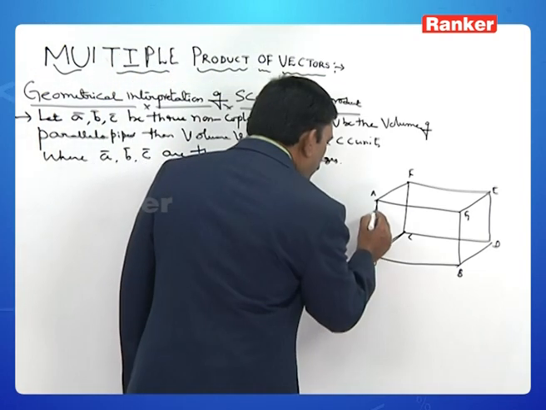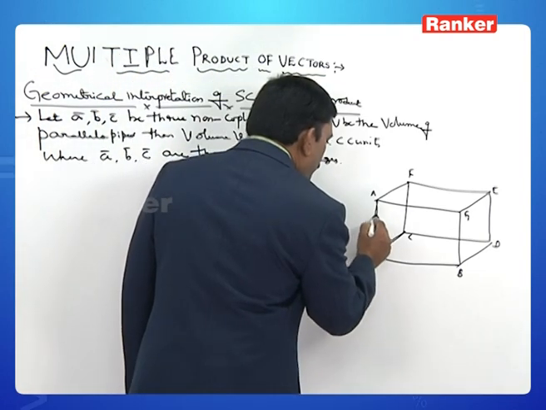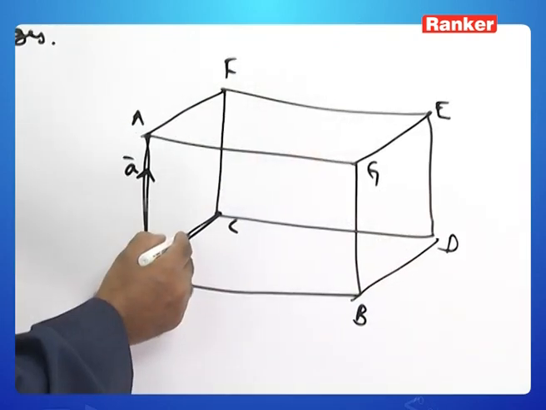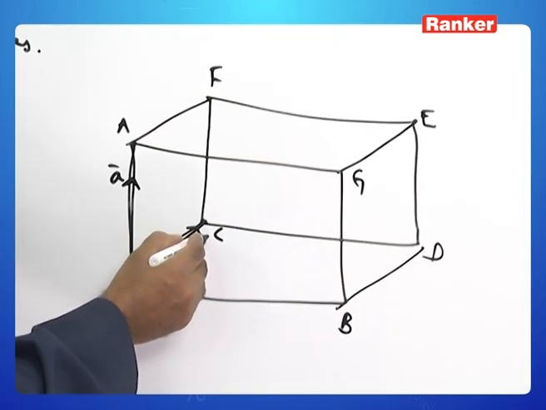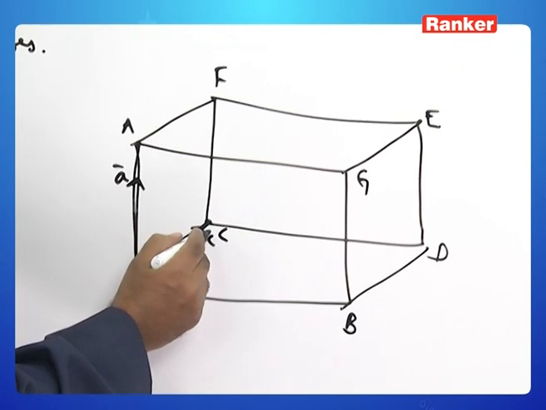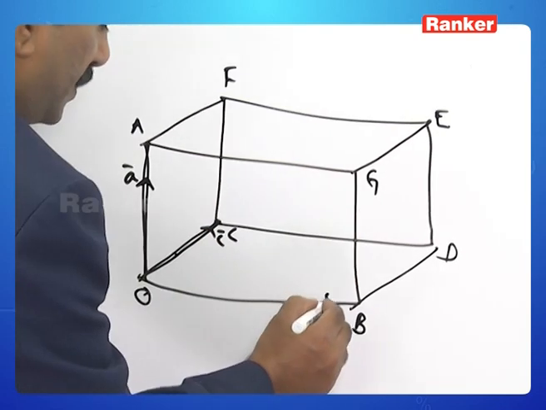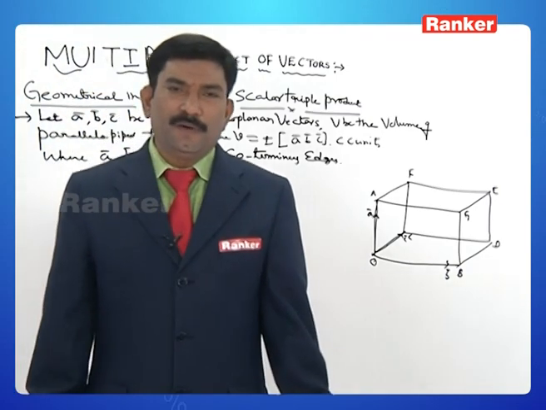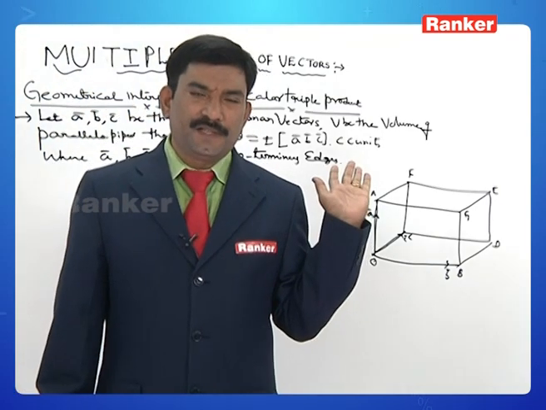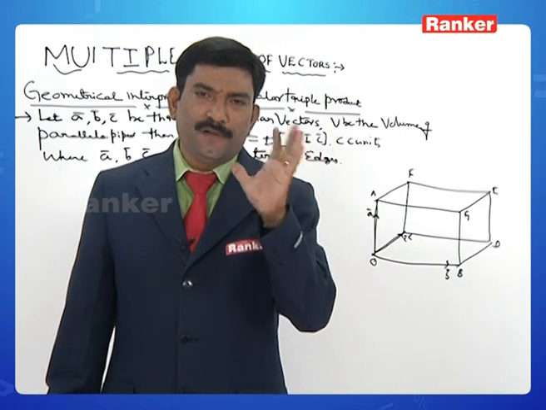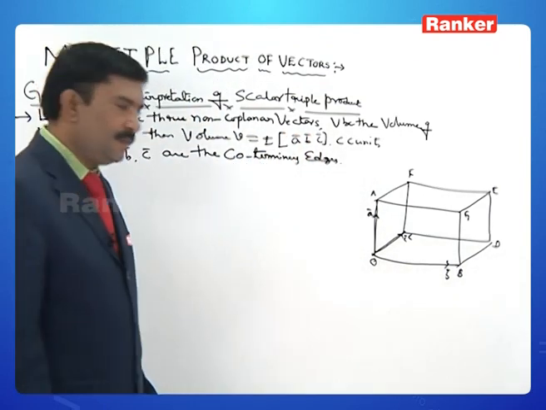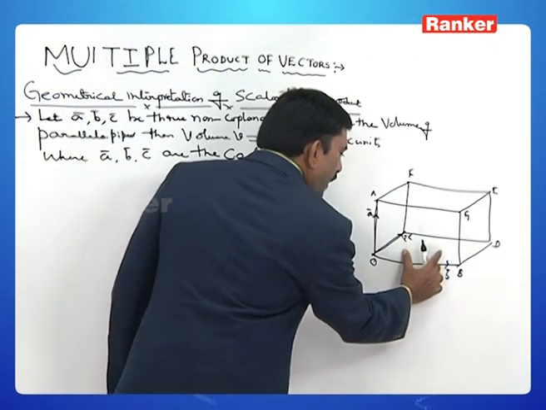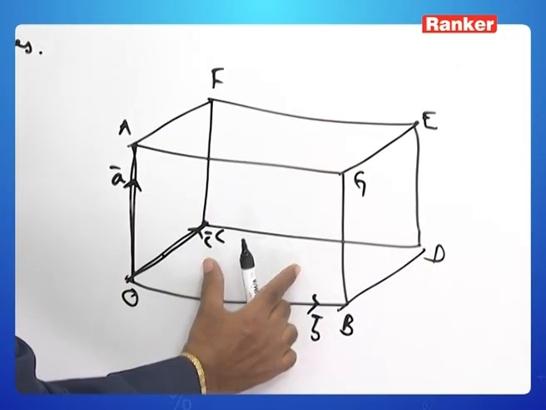Now, I take this as A bar. This is C bar. And this is B bar. A bar, B bar, C bar represent the coterminous edges of a parallelepiped. Now this plane, this is what?